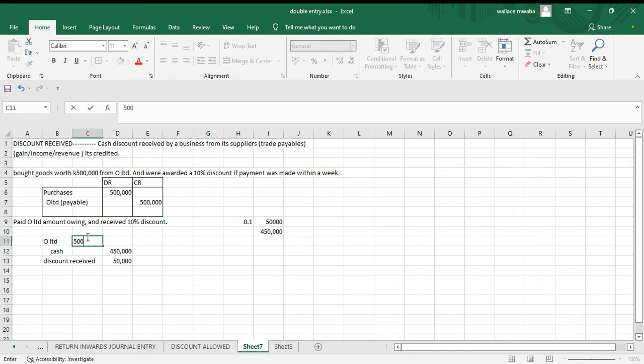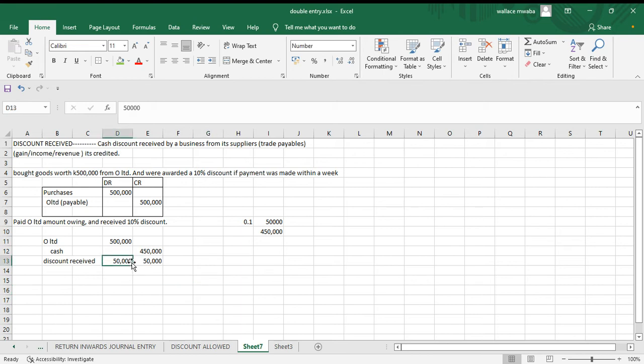So for the general entry, we're going to put 500,000 there for All Limited. Let me make some space here. Put it here, 500,000. Do not put 450,000 on All Limited, the general entry will be wrong. So we've done our general entry: 450,000 cash, 50,000 discount received.